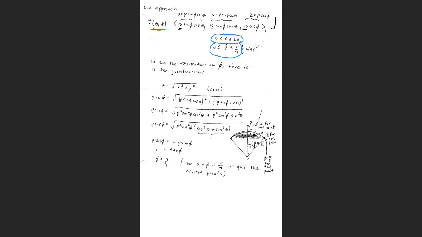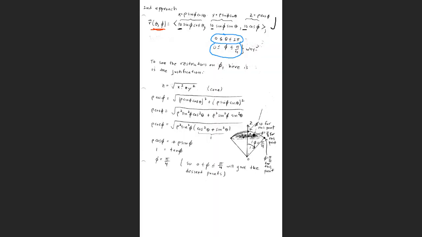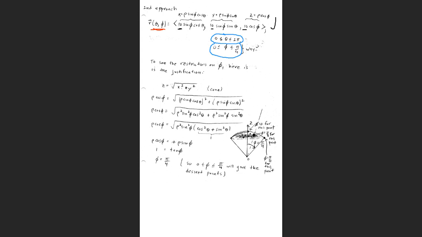Now the question is, why is that? I don't think it's too hard for you to understand theta, because a sphere is a bunch of circles connected together, but of course the circles have different sizes as you move them up. Theta has to go from 0 to 2 pi, right? But phi goes from 0 to pi over 4.